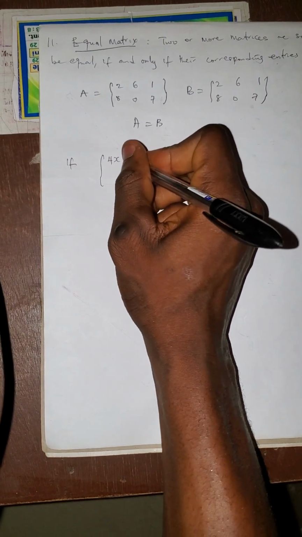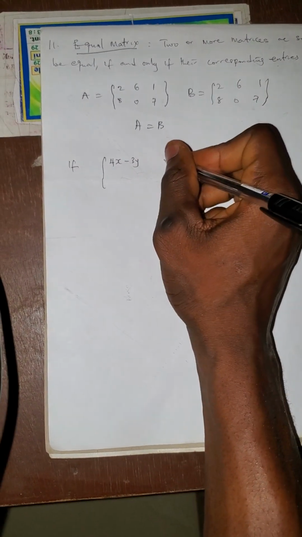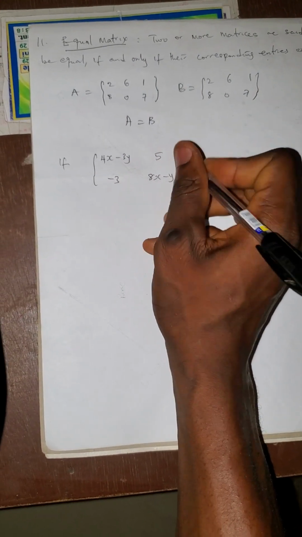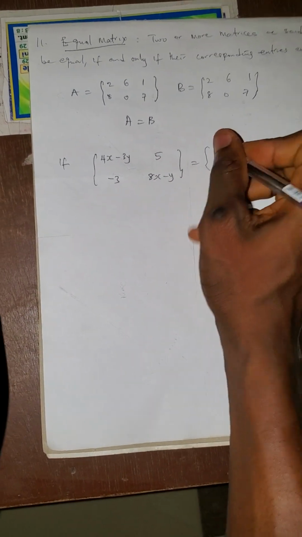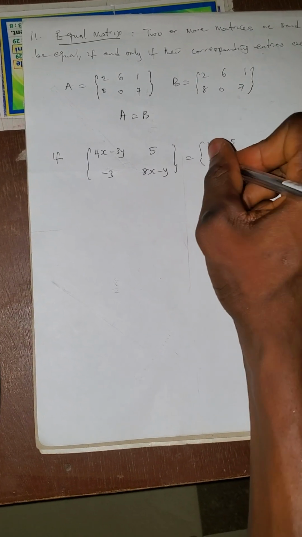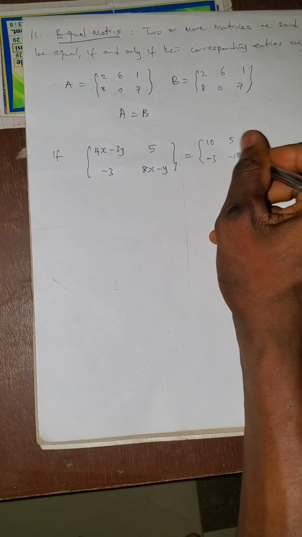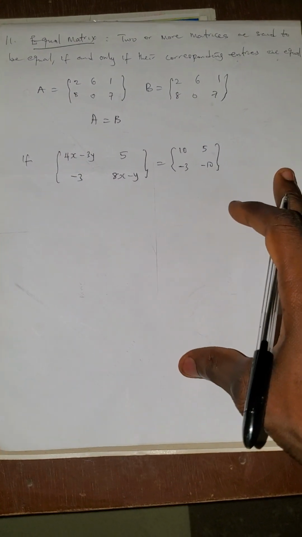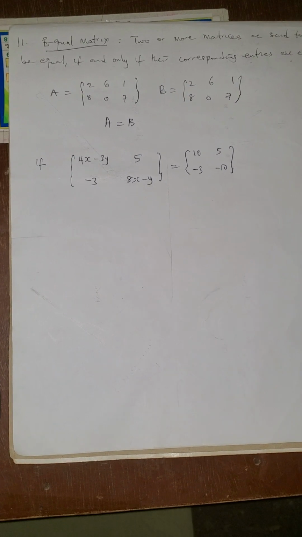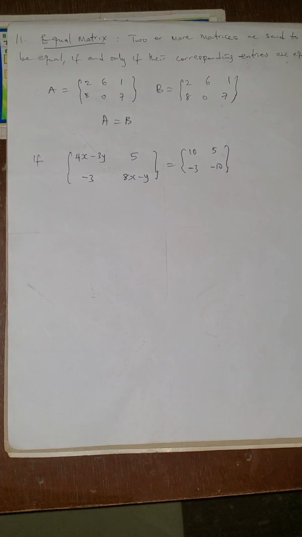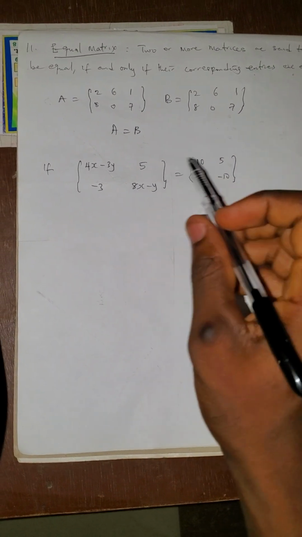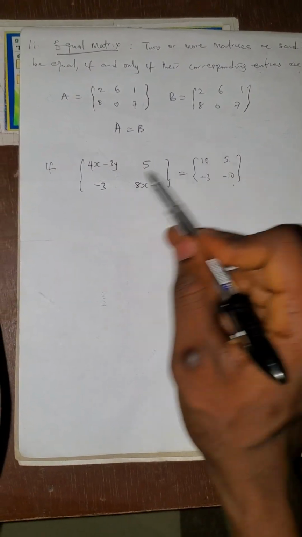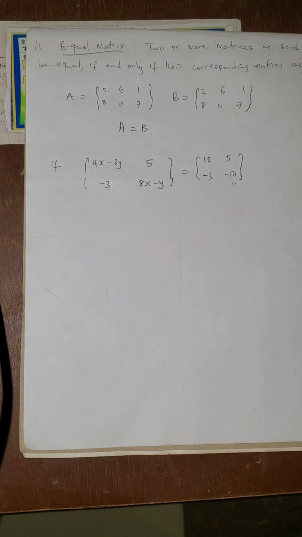If you have 4x minus 3y, 5, minus 3, 8x minus y equals 10, 5, minus 3, minus 10. Find x and y. Since you are to find x and y, you should know that this matrix is equal to this one, which means this side is equal to this side, and this side is equal to this side.